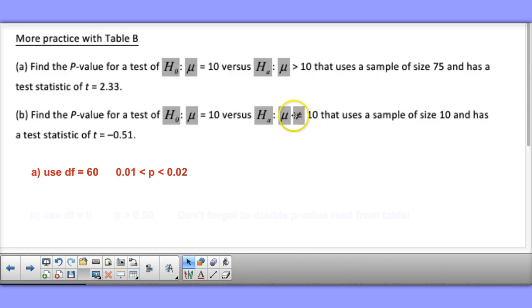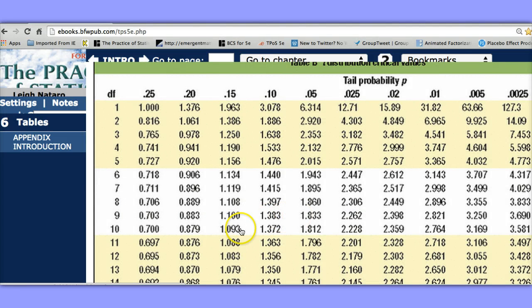But now we have a two-tailed test, so we need to be a little bit more cautious. We have a sample size of 10, so we're going to use 9 degrees of freedom, and our test statistic is negative 0.51. Because our t-table is symmetric, I'm just going to look up positive 0.51 on the table in the row for 9 degrees of freedom.